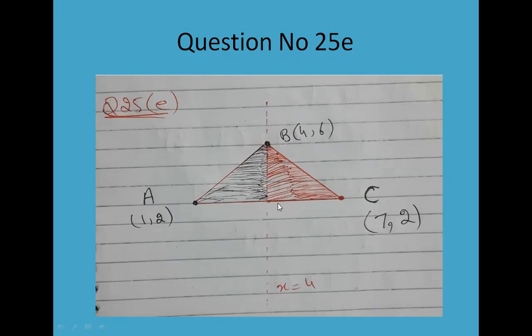I will make the image of A, and that image of A is here, C. The distance of A to the left of this line should be the same distance of C on the right side. Because this is 3, this should also be 3. So it will be 7, 2.